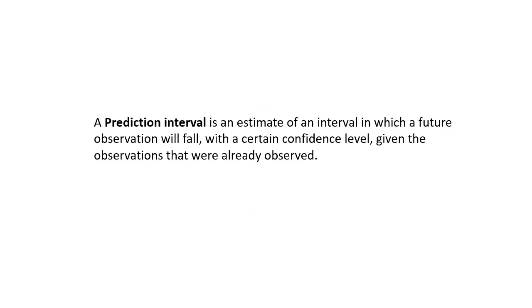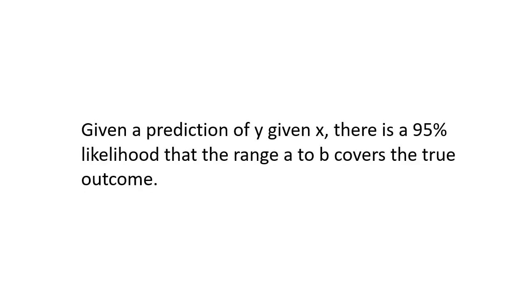Hello and welcome back. A prediction interval is an estimate of the interval in which a future observation will fall, with a certain confidence level, given observations that were already observed. It provides probabilistic upper and lower bounds on the estimate of an outcome variable. Prediction intervals are most commonly used when making predictions or forecasts with regression models, where uncertainty is being predicted.